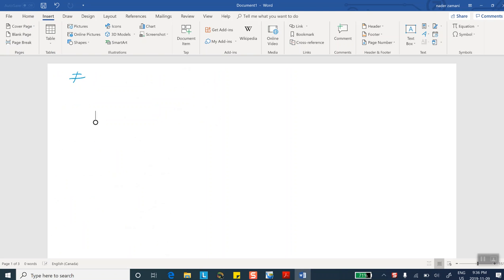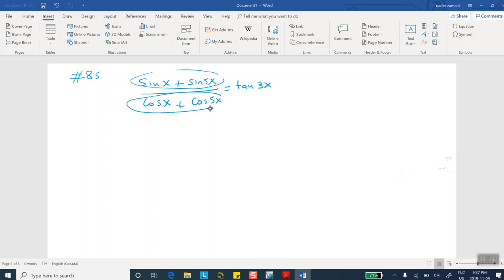Number 85 says prove the following identity: sine x plus sine 5x divided by cos x plus cos 5x equals tangent of 3x. Now we know where these problems are coming from. It is coming from the section in the book where you have stuff like this.